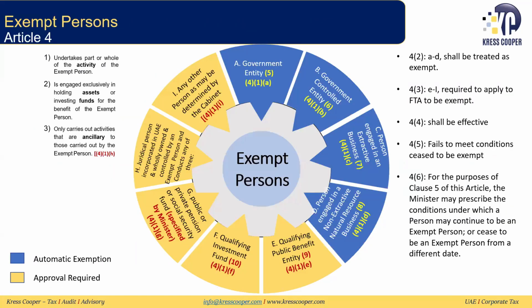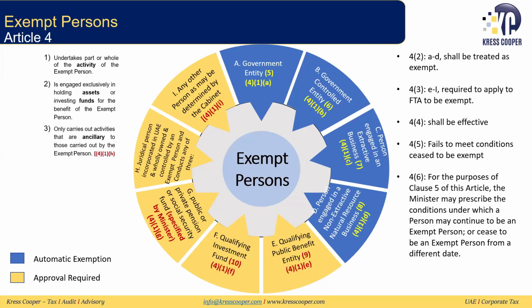So now under the corporate tax law, like we said, certain people have been given this exemption, to be exempt from this corporate tax. Who are those people? So there are these categories of people. One is a government entity. Government entities are exempt from corporate tax. Government controlled entities who are doing mandated activities are also exempt from corporate tax. Then persons who are engaged in extractive business are also exempt. Persons who are engaged in non-extractive natural resource business are also given this exemption.